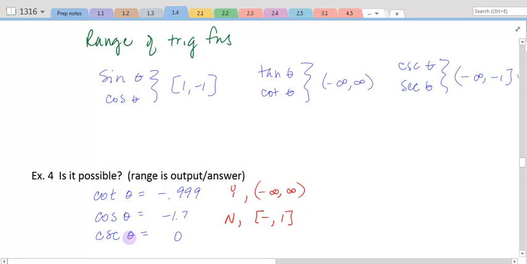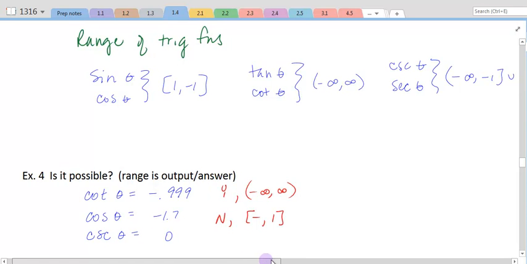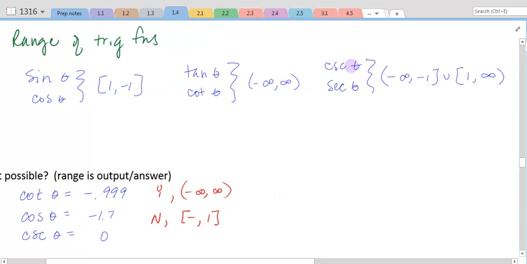And finally, the cosecant of theta is equal to 0. Is that a valid answer? So scrolling over here, looking at cosecant of theta, cosecant goes from negative infinity to negative 1, and then jumps again from 1 to infinity. It does not include the value 0, so we could answer that as no.